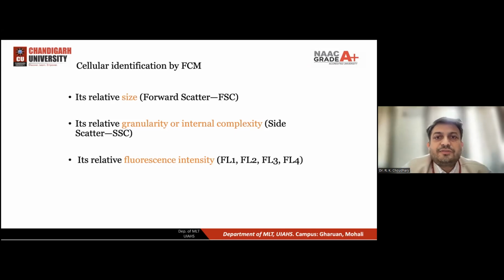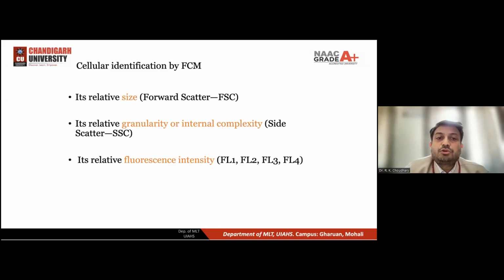Second, cellular identification by flow cytometry. How is a cell identified? The first is its relative size, which is based on the forward scattered light. Forward scatter, we say FSC. This is the relative size. Second, side scatter or SSC, which is related to the granularity or internal complexity, meaning whether granules, nucleus or nucleoli are present inside the cell, so that we can identify it.